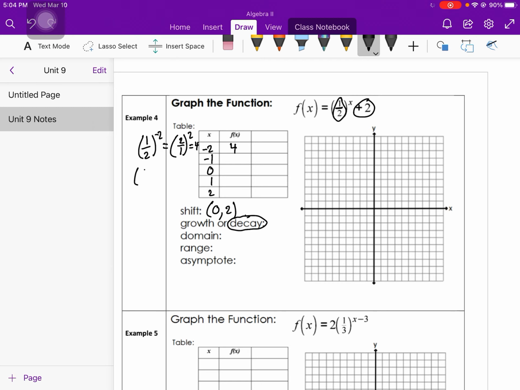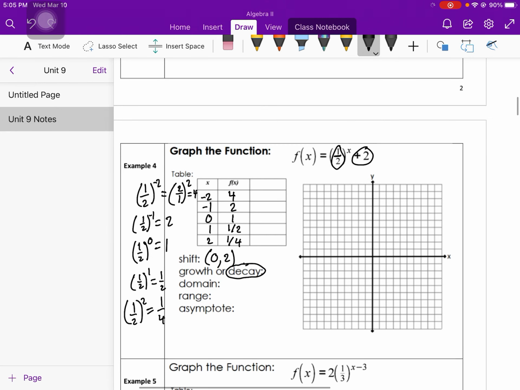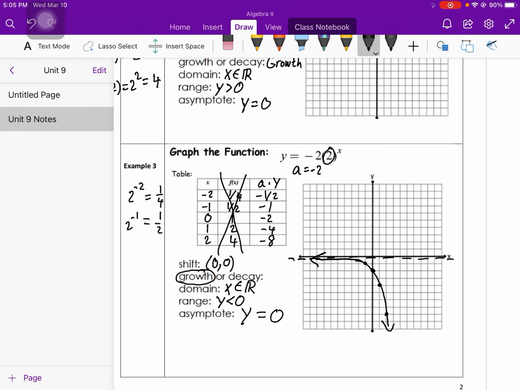And then if we do the same thing with 1/2 to the -1, we end up getting 2. 1/2 to the 0, 1. 1/2 to the first is just 1/2. And then 1/2 squared is 1/4. So what ends up happening is we just get the inverted values of what we had above. So now we're starting with 4 and going down, whereas here we started with 1/4 and then went up.